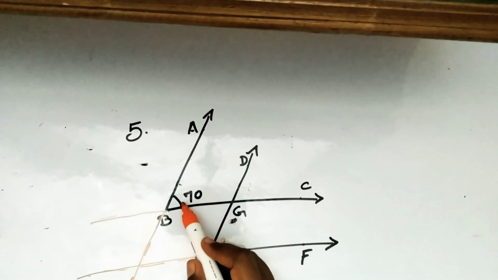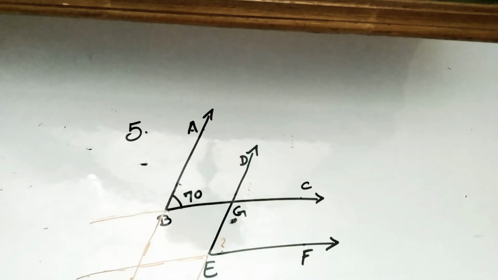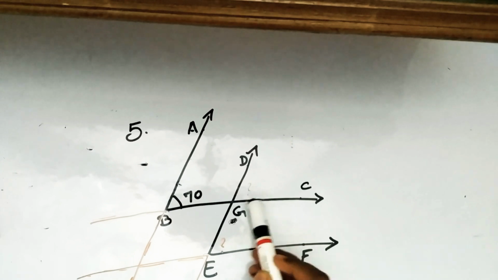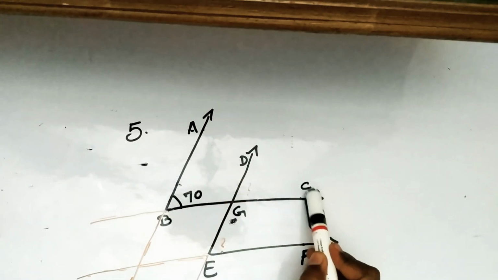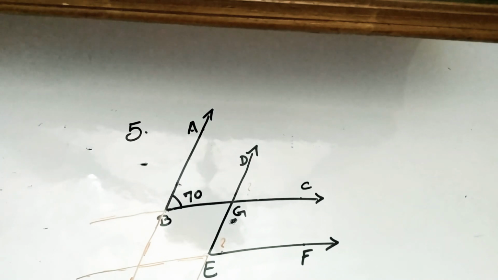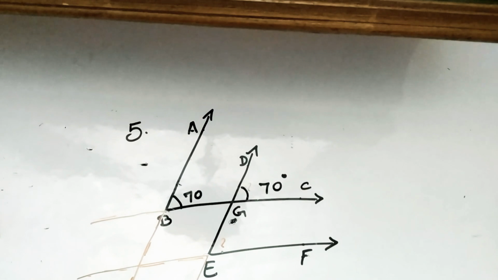Here one of the angles is equal to 70 degrees. Now you have to find this angle and this angle. What is the method that you have to use? Now you know that angle ABC is equal to angle DGC, corresponding angles, right? Angle ABC and angle DGC are corresponding angles. So you will say this is also equal to 70 degrees, right?